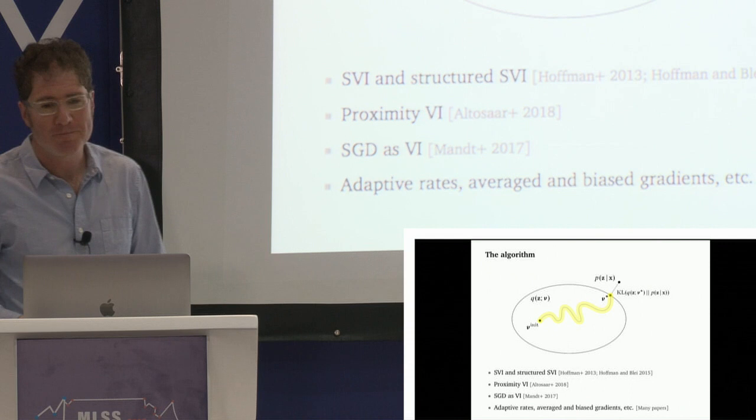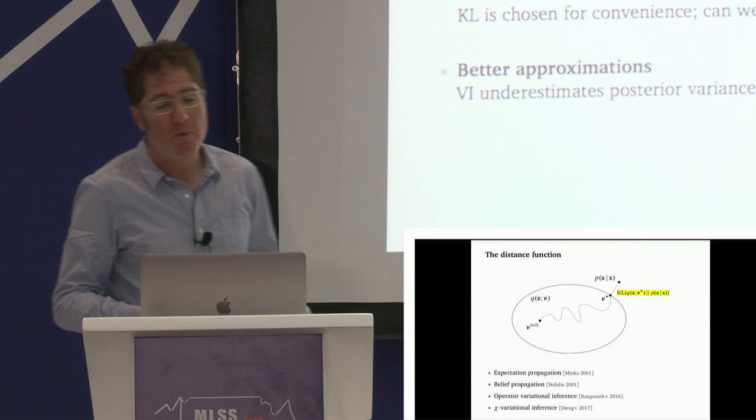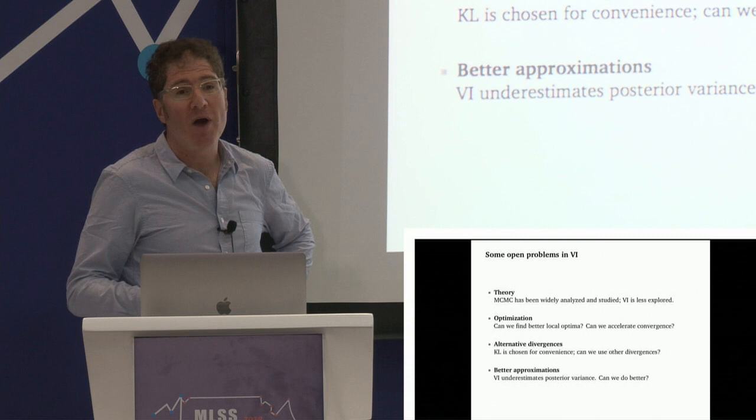Okay, and so that one picture tells you how you can look at a paper about variational inference and ask, okay, where does it fit into this picture? Or think about what you might want to work on. And speaking of what you might want to work on, there are lots of great open problems in variational inference. I'm not going to list them, but here are some categories.